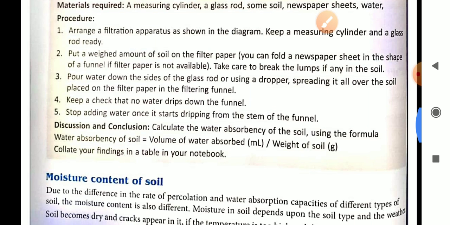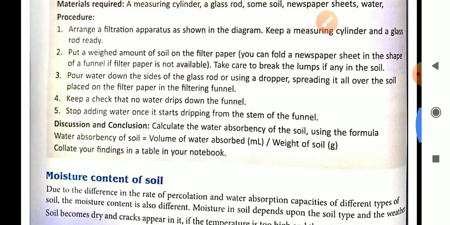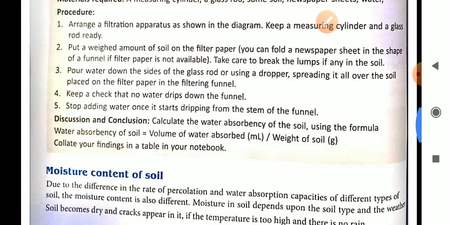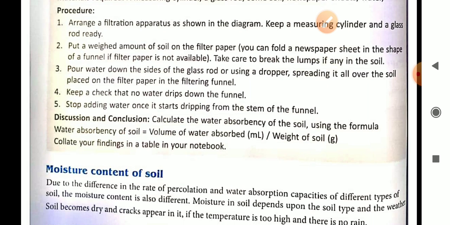Pour water down the sides of the glass rod or using a dropper, spreading it all over the soil placed on the filter paper in the filtering funnel.